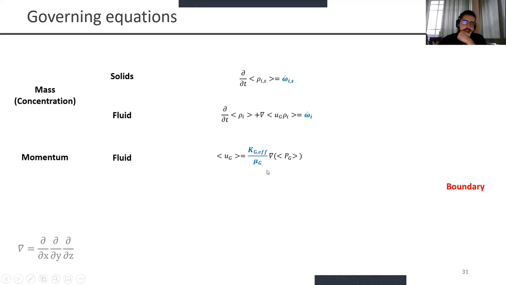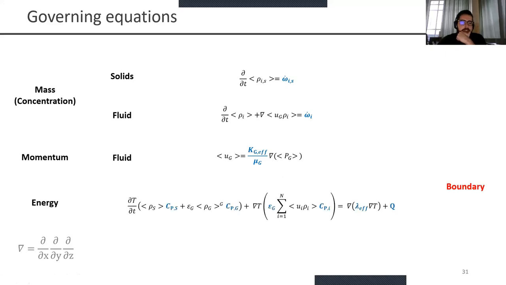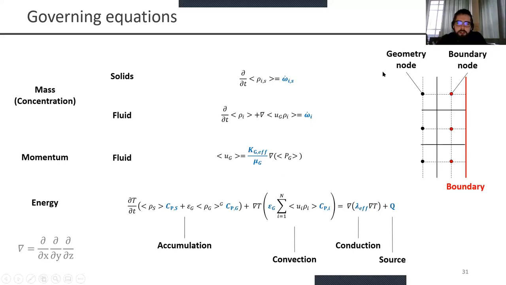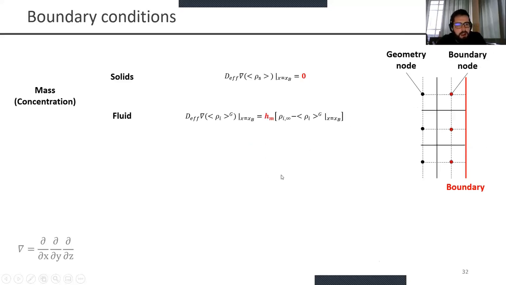And here we use a Darcy equation because of the very low permeability of the gases in the structure. And we have also the energy equation, which consists of different parts like accumulation, convection, conduction, and the source. The blue ones we have to introduce into the model prior to computation because the model needs them to work really, yes. And these governing equations are related to the geometry nodes. So the nodes that are not on the surface of our domain. These ones which are on the surface of the domain are the boundary nodes. And they are defined a bit differently, but the whole computation depends on them because they really drive the process.